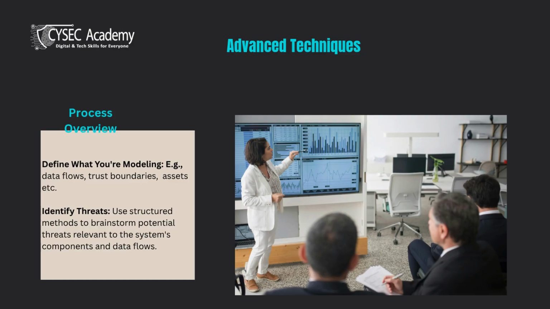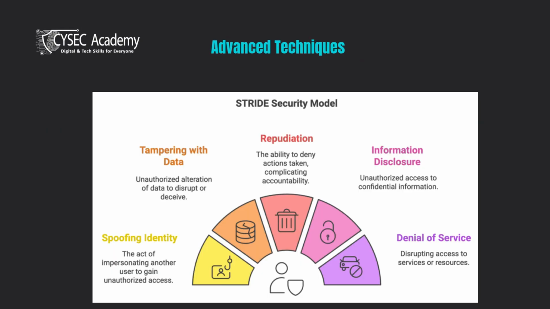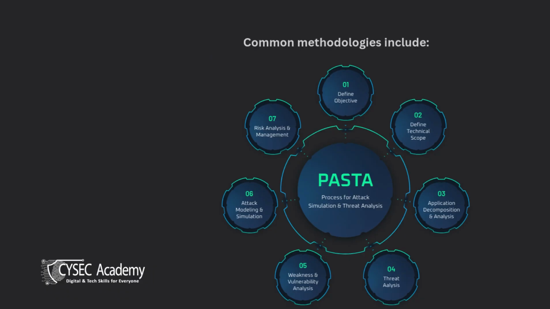2. Identify threats. Use structured methods to brainstorm potential threats relevant to the system's components and data flows. Common methodologies include STRIDE, a popular Microsoft model categorizing threats based on attacker goals: spoofing, impersonating someone or something else; tampering, modifying data or code illicitly; repudiation, denying having performed an action; information disclosure, exposing sensitive information; denial of service, making a system unavailable; elevation of privilege, gaining higher access levels.